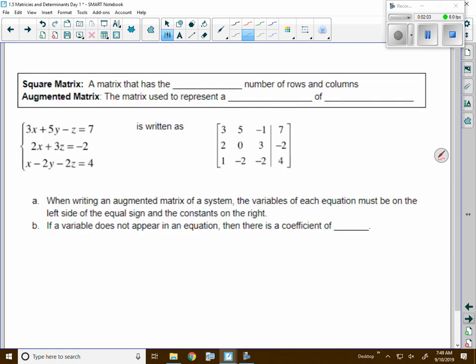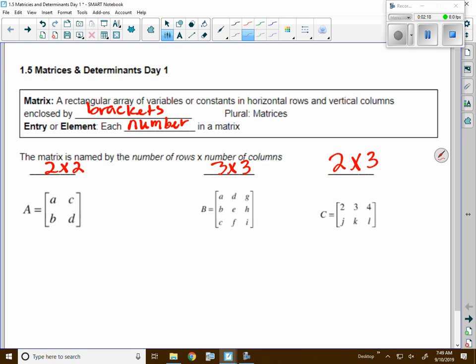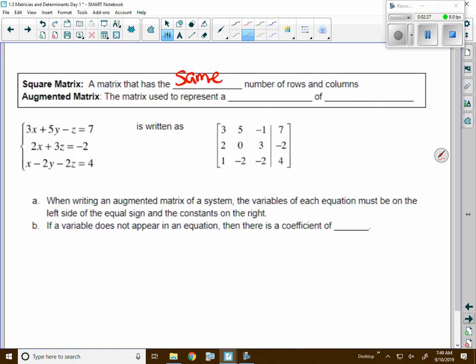So a square matrix, obviously a square has the same measurements on both sides. So a square matrix is a matrix that has the same number of rows and the same number of columns. So for example, if we look back, matrix A and matrix B, those would be examples of a square matrix. And then an augmented matrix is the matrix that's used to represent a system of equations. So we're going to look really closely at that example below.